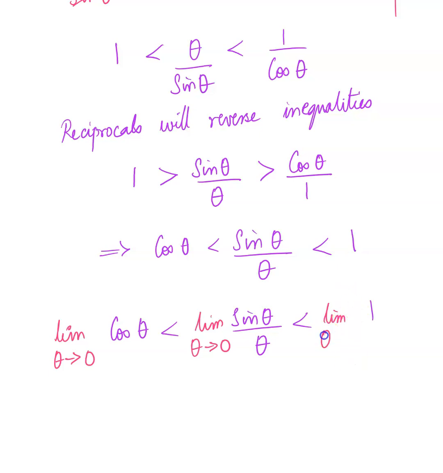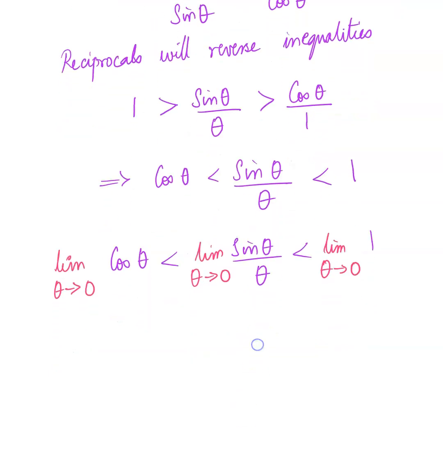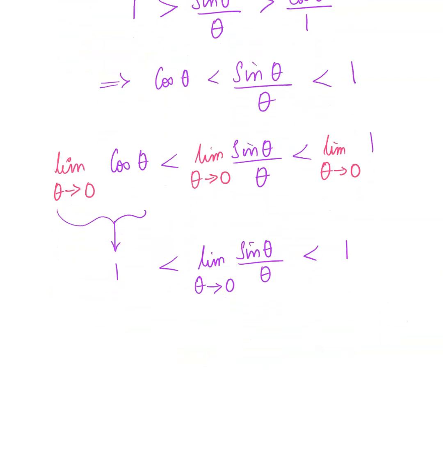Limit theta approaches 0. So when I apply this on all three parts, limit cosine theta as theta approaches 0, this whole thing comes out to be 1, right? When you plug in 0 for theta, cosine 0 is 1, less than limit sine theta over theta as theta approaches 0 is less than, again, this is a constant, so it comes back as 1. So if you're squeezed between two ones, then the middle one that is in between them should also be equal to 1.